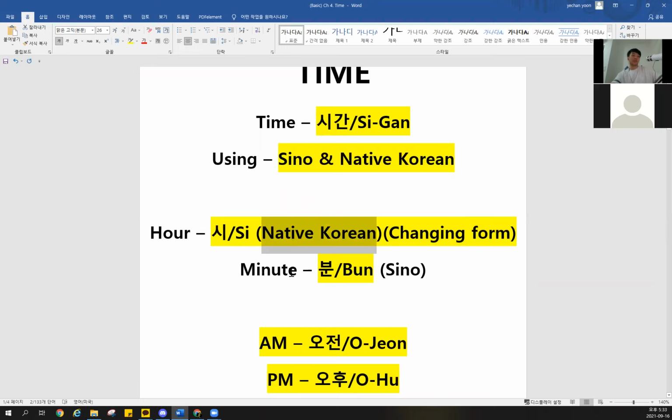How about the minute? You can say the Sino number and 분. Let's say 16 minutes. The Sino number is 16 and 분, so it's going to be 16분, something like this. But don't worry, guys, we're going to have some examples like that later.